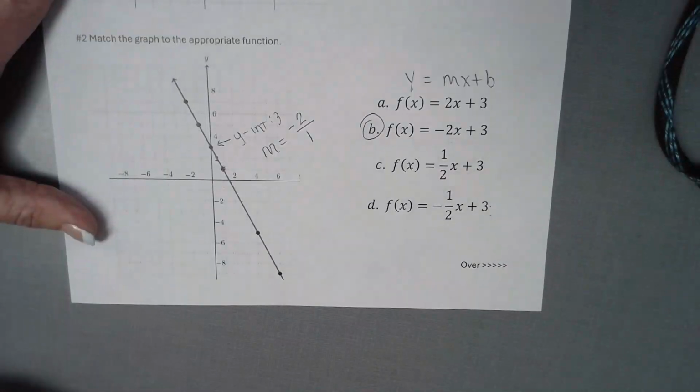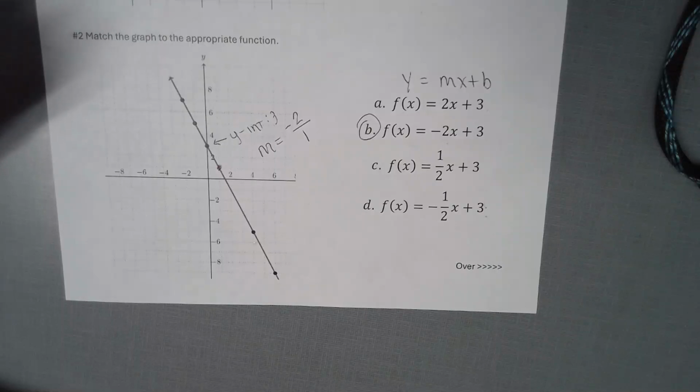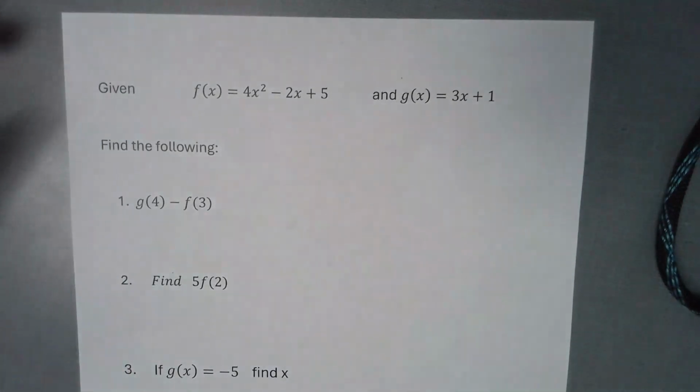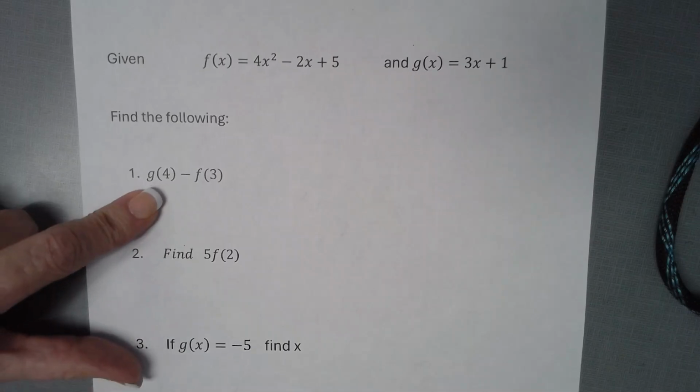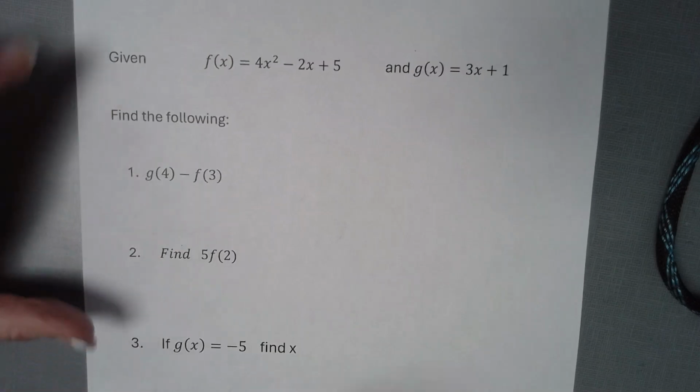How many people got that? Okay, not quite as many. Okie dokie. Had to find the slope there, folks. All right. You're given two functions, and they're wanting you to evaluate some of this. So we need to evaluate g of 4 and subtract that from f of 3.